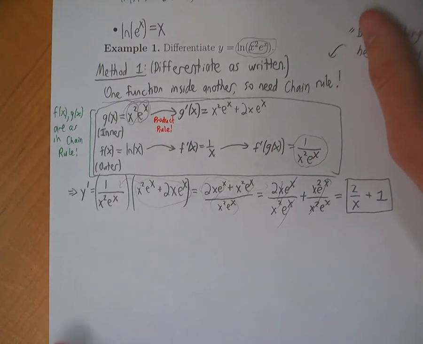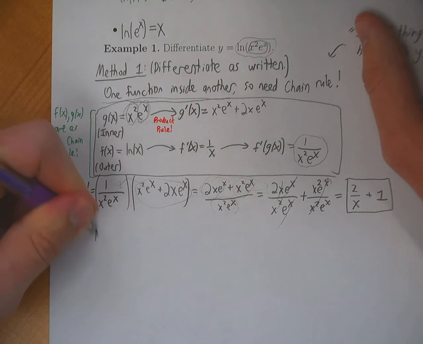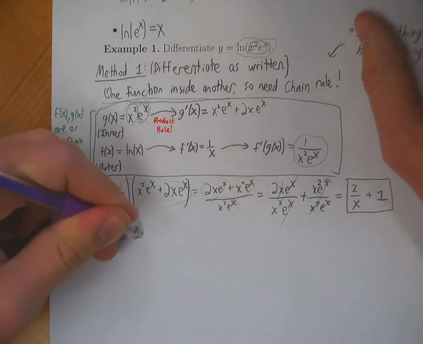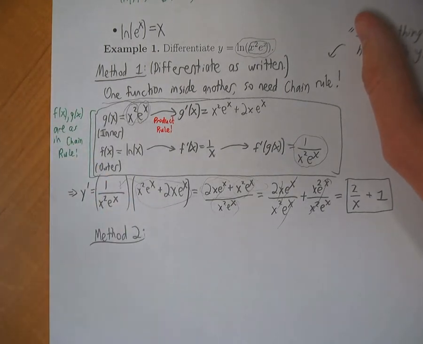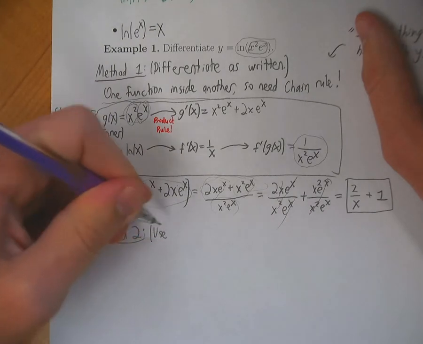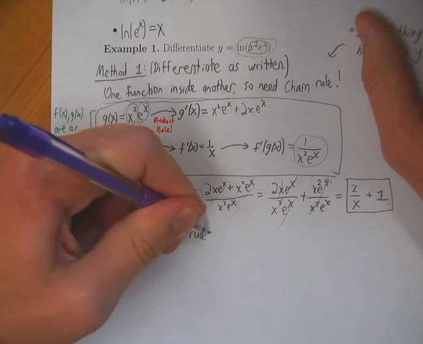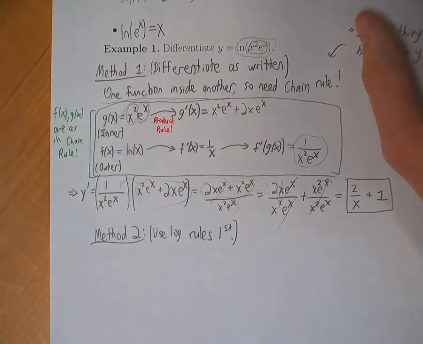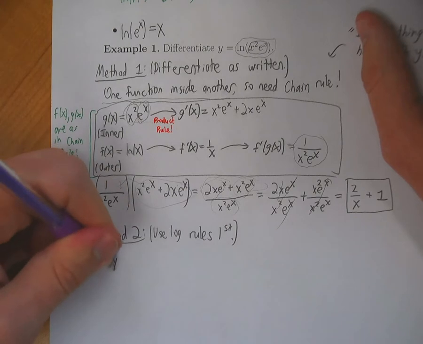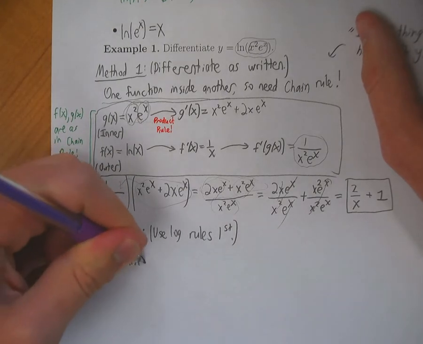So any questions on that? So we didn't have to use any of the natural logs for this one? Not for this method, no. But actually, that's where the second method comes into play. Method 2 is, as you mentioned, just use log rules first. So if we do that, don't worry about differentiating just yet. Let's just break this up as much as we can before differentiating.